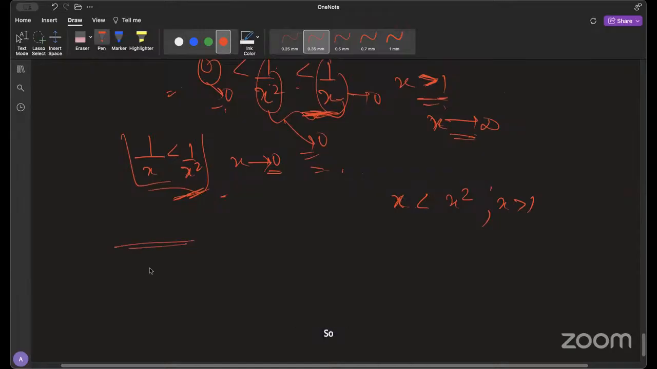So next up, taking the differentiability thing.